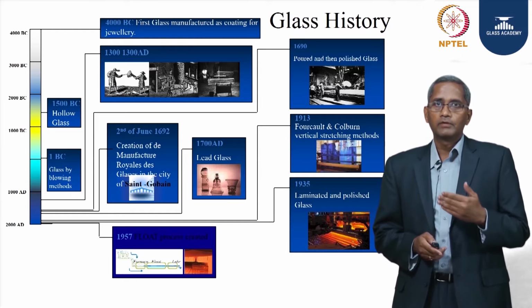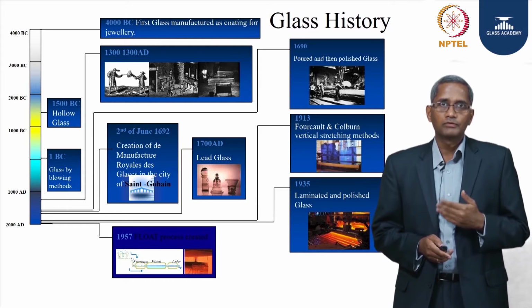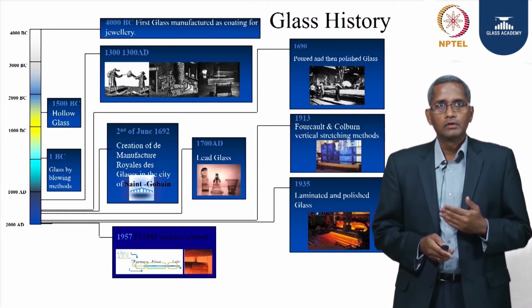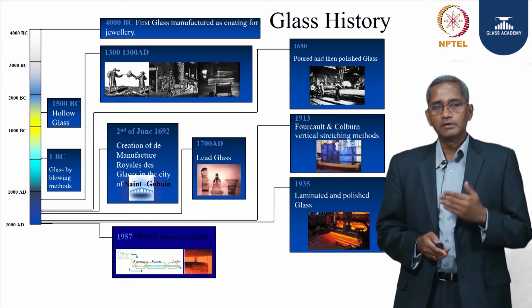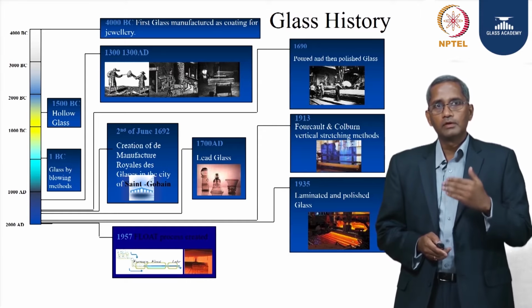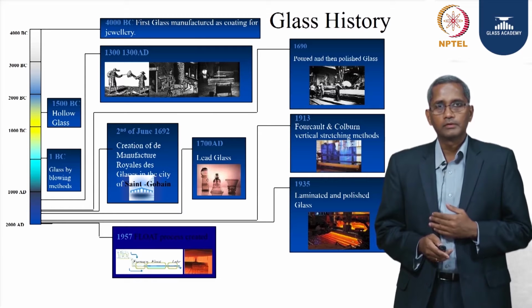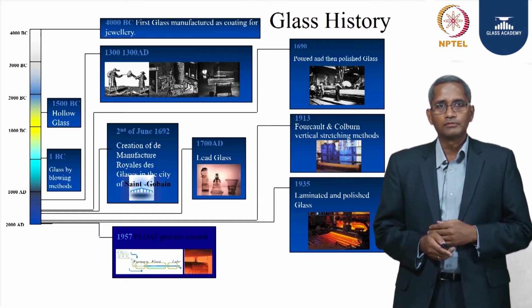And from there, flat glass transformed into the float glass manufacturing process in 1957, when this particular process was invented. And as we speak, to date, this is a process which is seen as the best quality base glass producer for both architectural as well as automotive purposes.